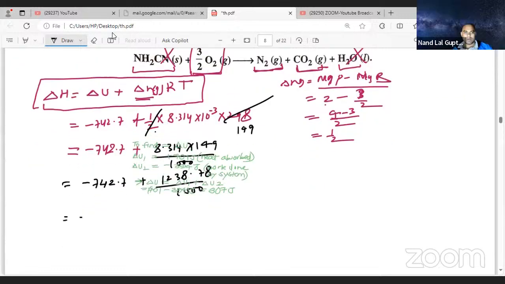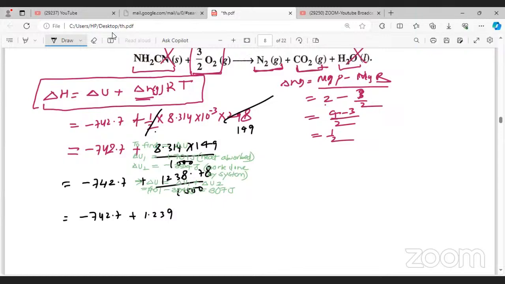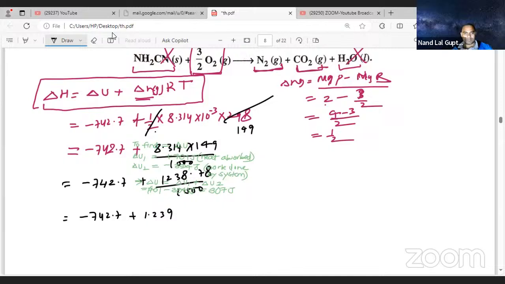So here, if you are writing 742.7, and here will be the plus, it will come 1239, you can write. You can do the round figure. So you see, 742.7, this will be plus 1.239. It is going to be, Sanoy, this is the 741.46. This will be the kilojoule per mole.